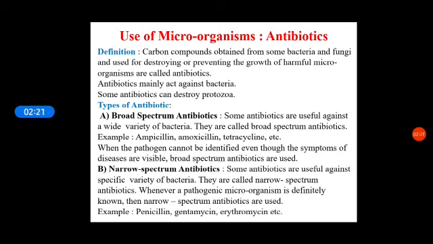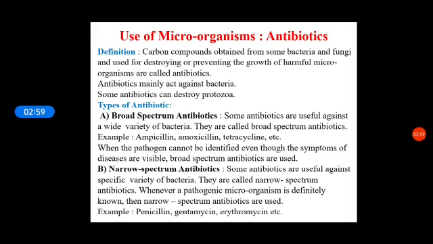Antibiotics are broadly categorized into two types based on the action shown. The first type is broad spectrum antibiotic. It is useful to destroy a wide variety of bacteria, hence called broad spectrum antibiotic. When there is a difficulty in recognizing the pathogen, even though the symptoms of disease are visible, then broad spectrum antibiotics are useful. Examples of broad spectrum antibiotics are ampicillin, amoxicillin, and tetracycline, etc.